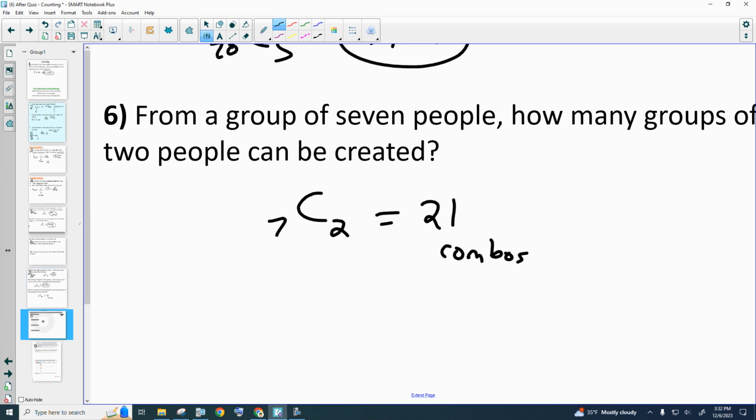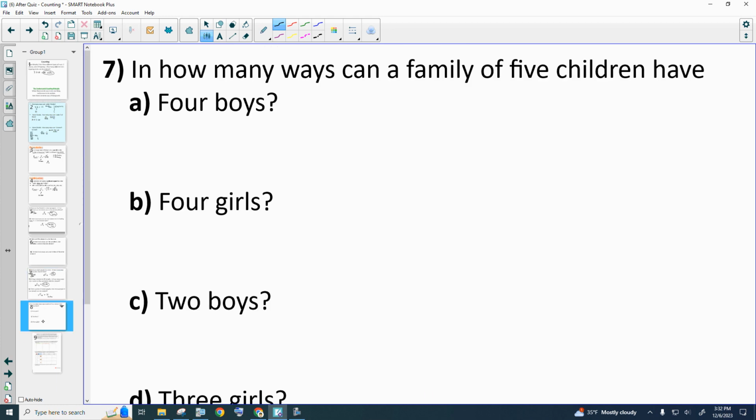All right, I'm not going to go through all these, but I want you to think about whether these would be combinations or permutations. When it says how many different ways can a family have 5 children? A family of 5 children have 4 boys, 4 girls, 2 boys, 3 girls. There are some similarities between these, and I want you to think about, is this combination or permutation? Does order matter when you're dealing with different ways to have a family of 5?